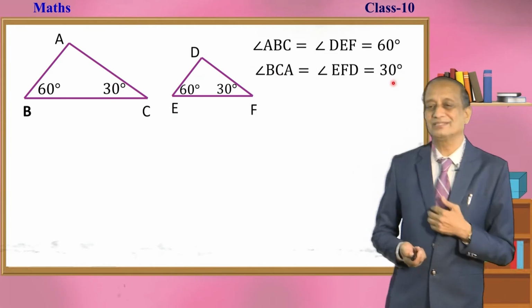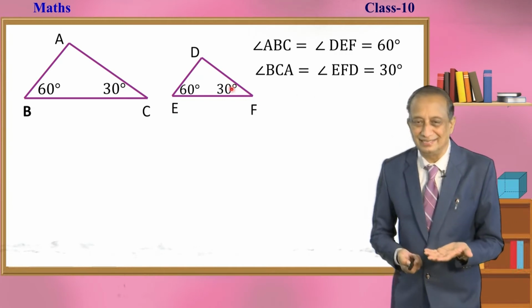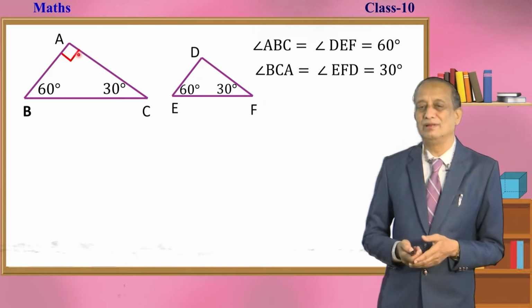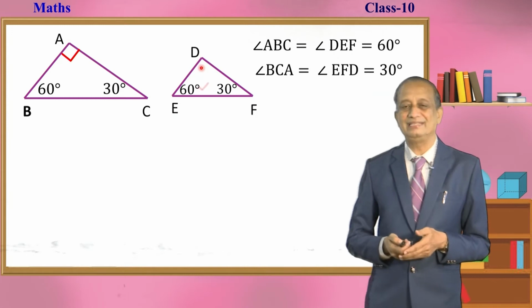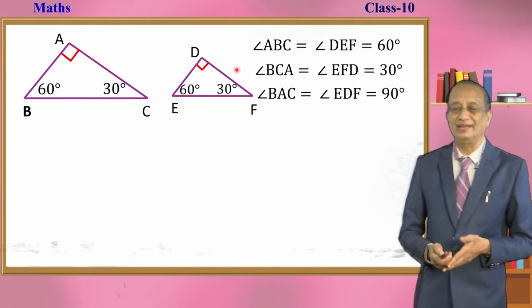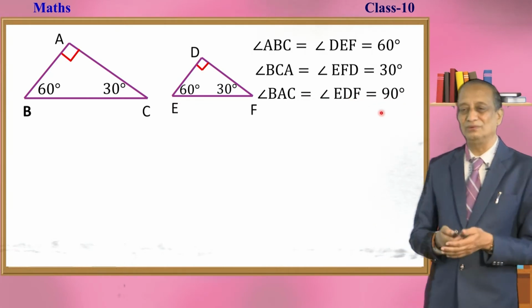So, 60 plus 30 is 90. We know sum of the 3 angles of a triangle is 180 degrees. Therefore, what should be the third angle, children? So, this is the symbol for 90 degrees. So, angle A is 90, angle D is also 90. Therefore, we write angle BAC is equal to angle EDF, which is equal to 90.